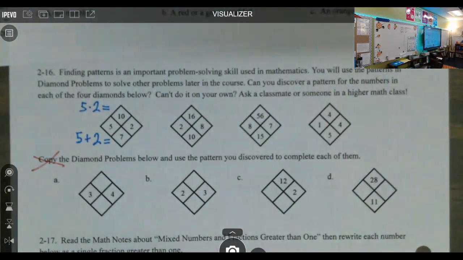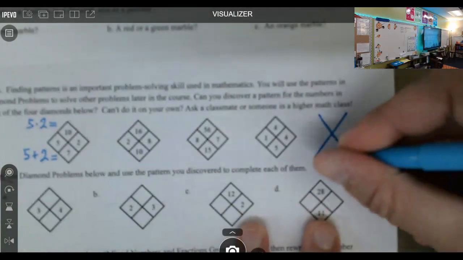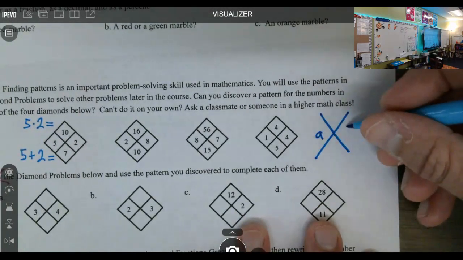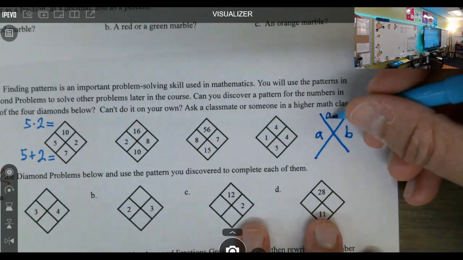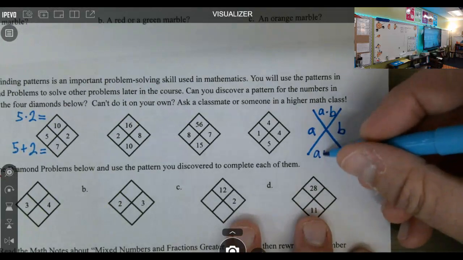If you want to make a little key for yourself, I should see pencils moving, because otherwise your homework's going to be more difficult than it should be. If we call the numbers on the left and right A and B, the top is A times B. The bottom is A plus B.